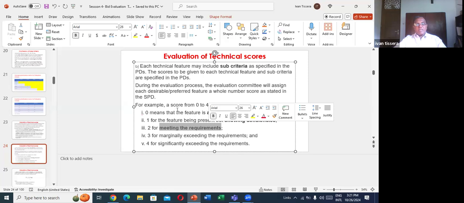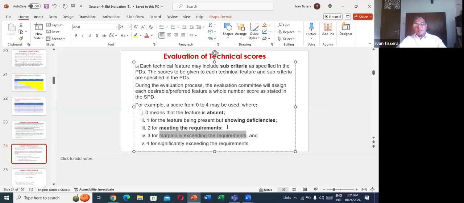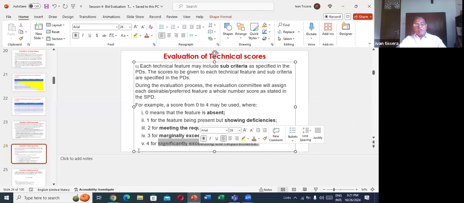Out of 4, then 50% is given. 3 is marginally exceeding the requirement. 4 is given for significantly exceeding. Whatever the requirement we have given, if it exceeds, then we give the maximum 4 marks.